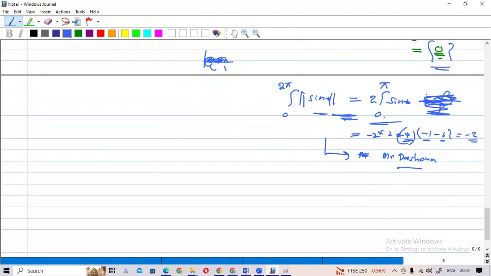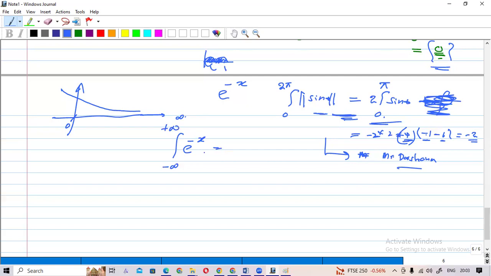So you know that if we consider the normal function, e to the power minus x, it is like this. So this is 0, infinity. If you integrate this e to the power minus x, actually you can't integrate it from minus infinity to plus infinity, because you will not get a finite value here.